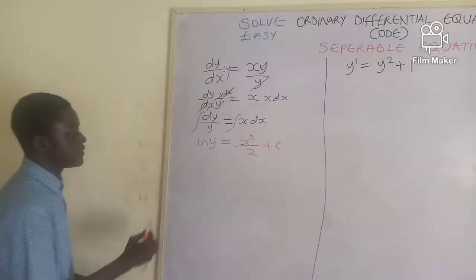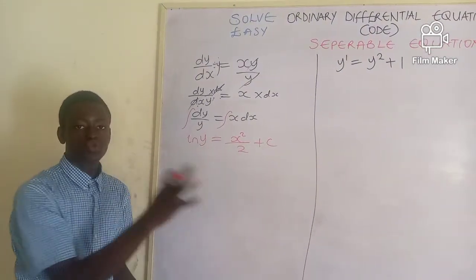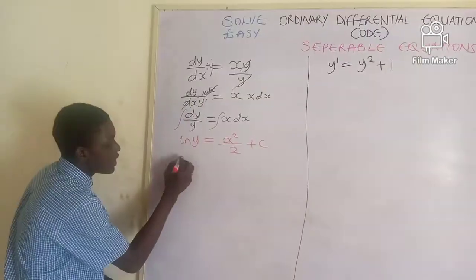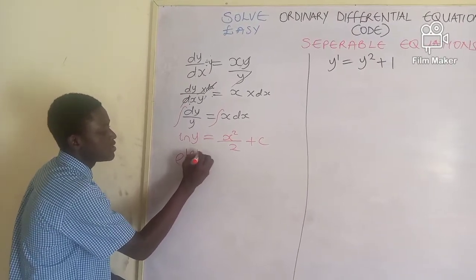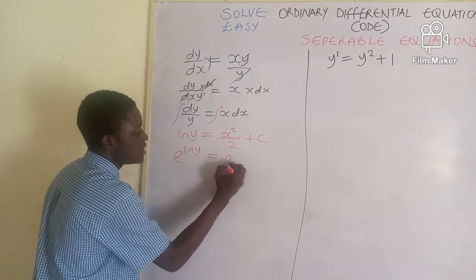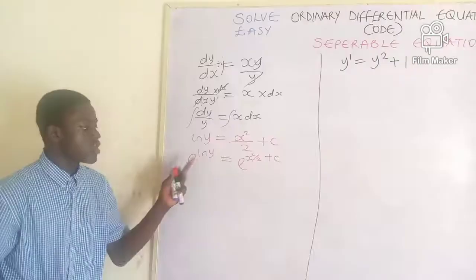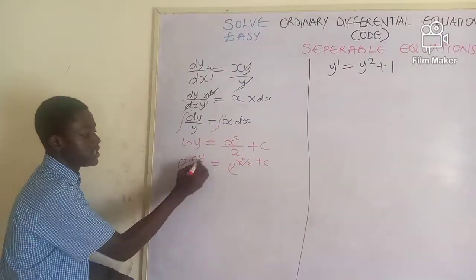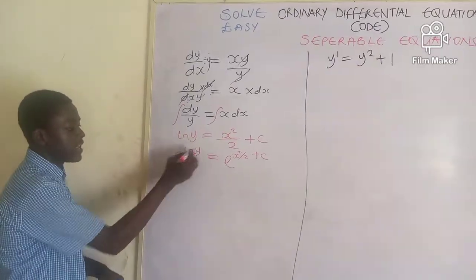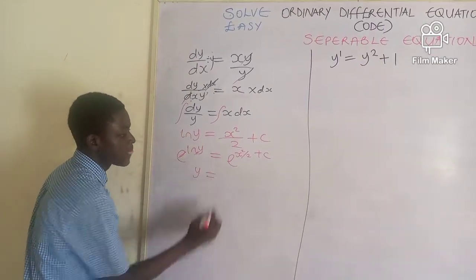From here, we would raise both sides to an exponent. The exponent of the natural logarithm of y is equal to the exponent of x squared over 2 plus c. This natural logarithm has a base of e. The e cancels out, therefore we are left with y on this side.